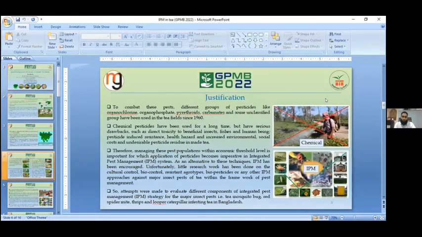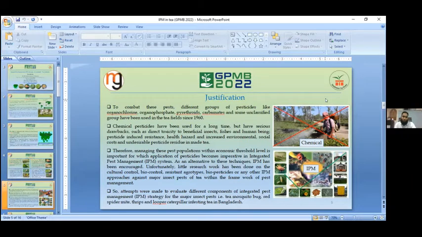And why do we introduce this type of integrated pest management strategy? We know that to combat these pests, different groups of pesticides like organochlorine, organophosphorus, pyrethroids, carbamates, and some unclassified groups have been used in tea fields since 1960. Chemical pesticides have been used for a long time, but have serious drawbacks, such as direct toxicity to beneficial insects, fishes, and human beings, pesticide-induced resistance, health hazards, and increased environmental and social cost. And finally, undesirable pesticide residue in made tea.